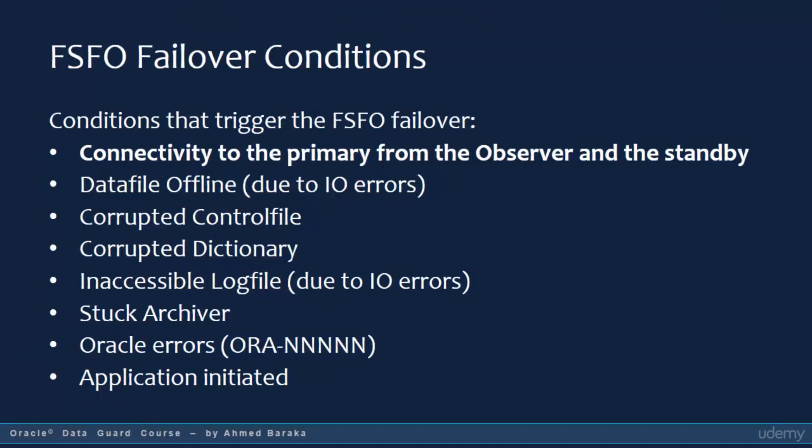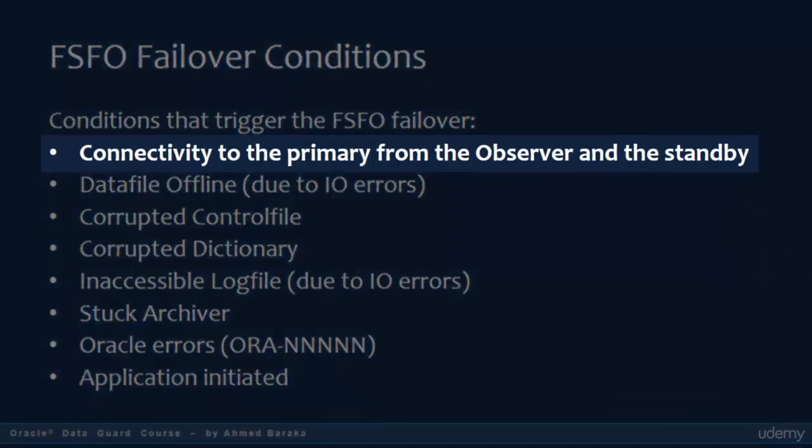You can define rules on which the observer will take decisions to fail over. This slide is showing you a list of the rules or conditions that you can define in the DataGuard configuration. At the top of the list is the connectivity to the primary database. The observer will kick off the failover if the observer and the target standby database lose their connections with the primary database, but the observer and the standby database are still communicating.